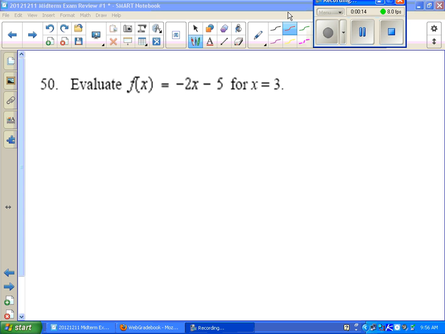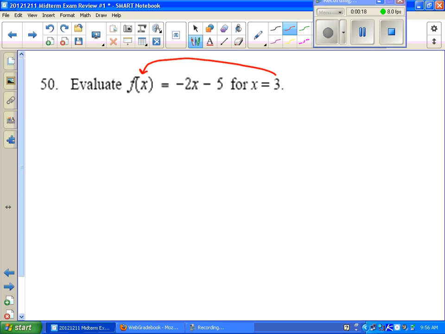That means any place you see x, you want to plug the number 3 in. So we want to plug it in that spot and in that spot. It's not going to make a whole lot of difference if you plug it into that first one or not, but just so we can keep it consistent, we'll say it's f of 3 equals negative 2 times 3 minus 5 instead of x. Leave this as f of 3. Nothing changes about that one.